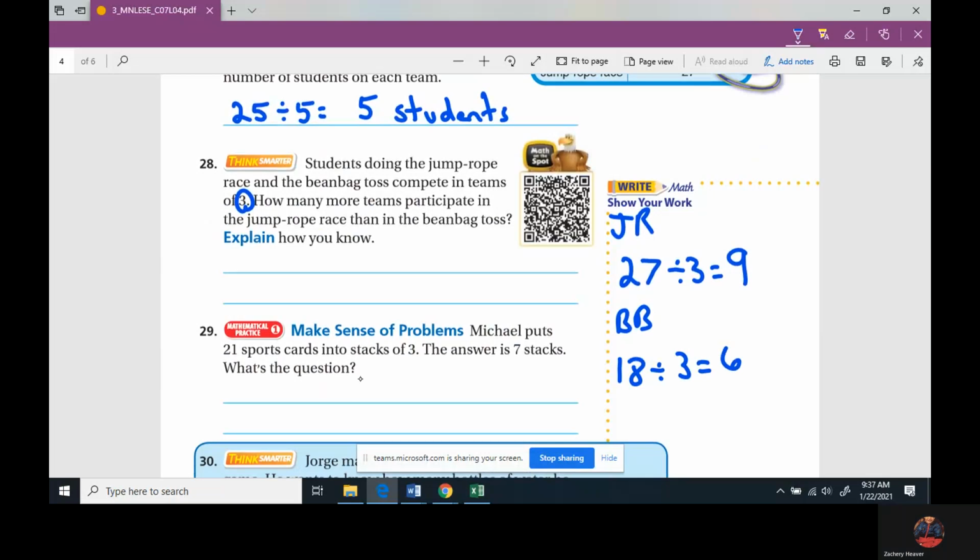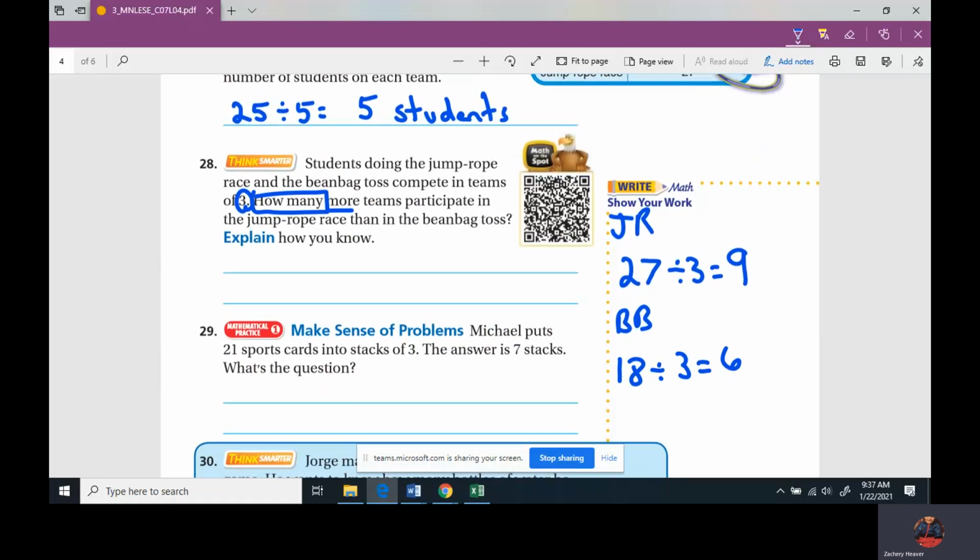6. Now the last question says, how many more teams are in the jump rope than the beanbag? What am I going to have to do with these 2 numbers, Mason? How many more teams are in the jump rope than beanbag? What am I going to do with 9 and 6? Think about this. If you have 4 candy canes and Annie has 2 candy canes, how many more do you have than her?